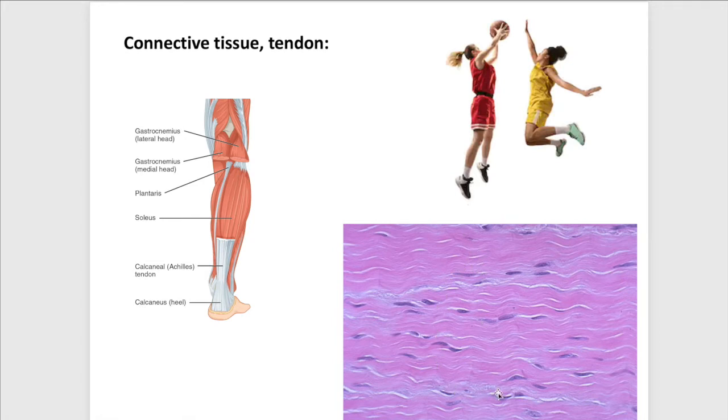So again, a form of tissue that's perfectly adapted to its function, which is going to be to generate a lot of force that can enable me to jump, to walk, to run, to do whatever I want to here.